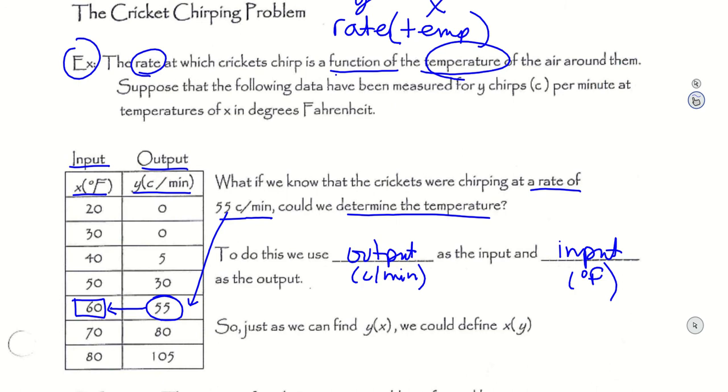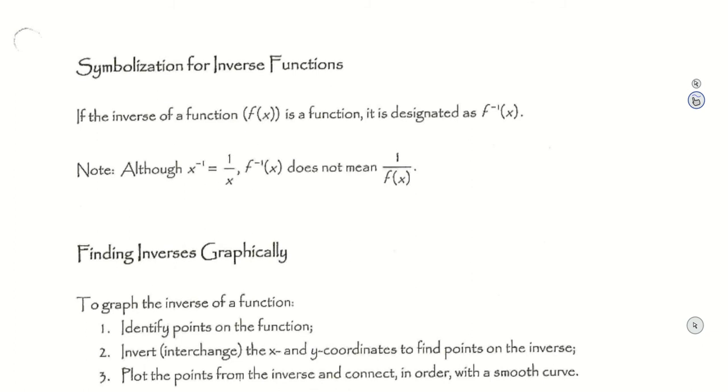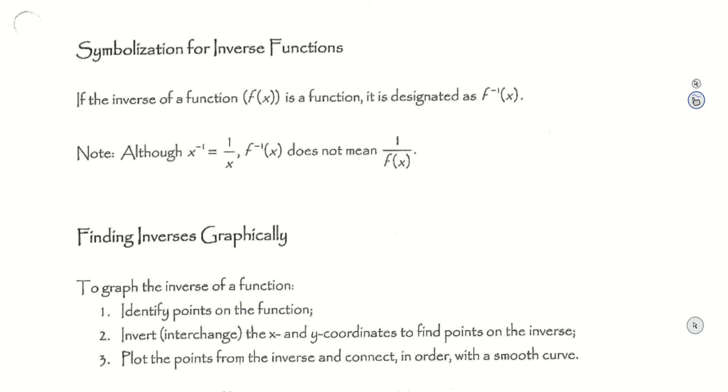output. So just as we can find y of x, so y using x, we can define x of y, so x using y. And you'll notice here that where we put our variables x and y has switched places. Now, let's look at some symbolization for inverse functions.